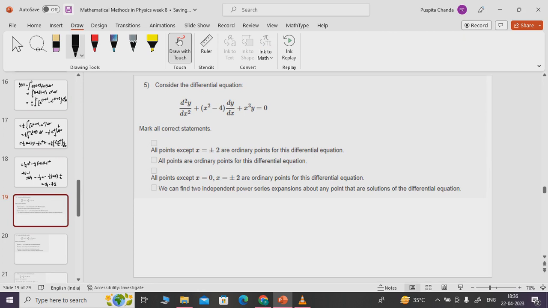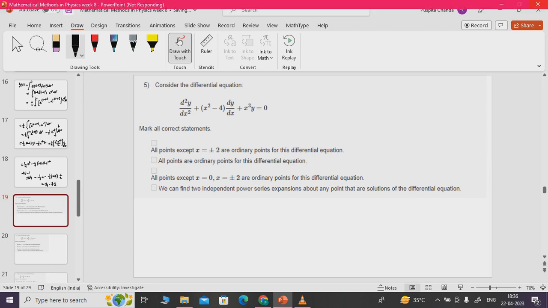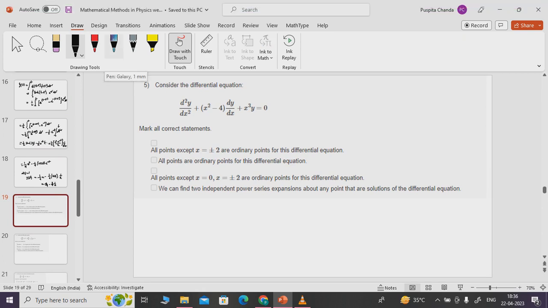Now question number 5. Consider the differential equation.